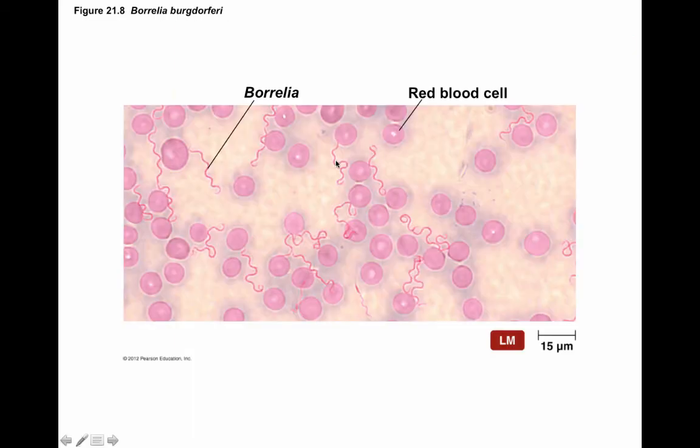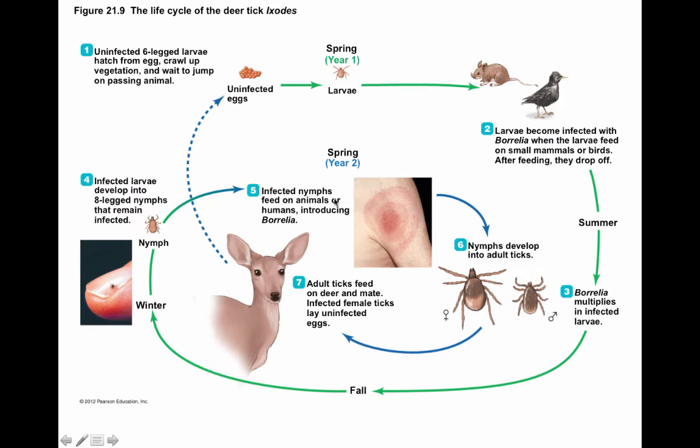Here is an image of a blood sample from someone that has Lyme disease, and what you see is these are the red blood cells, and this is the Borrelia spirochete pathogen there. Here is the transmission cycle. Remember, we've seen this before. What you're looking at to find the beginning is just find the numbers.